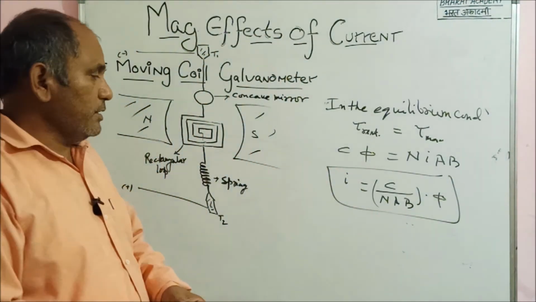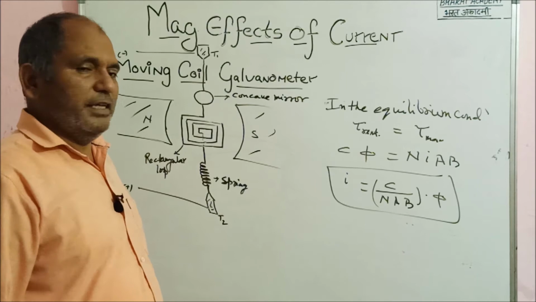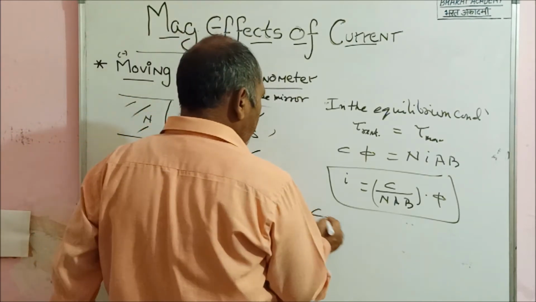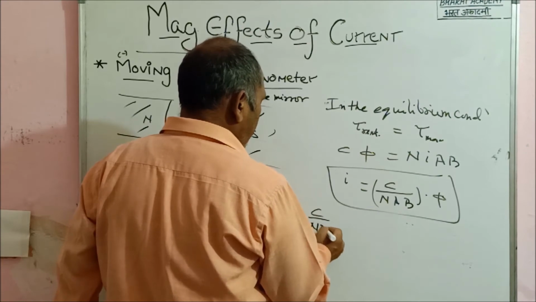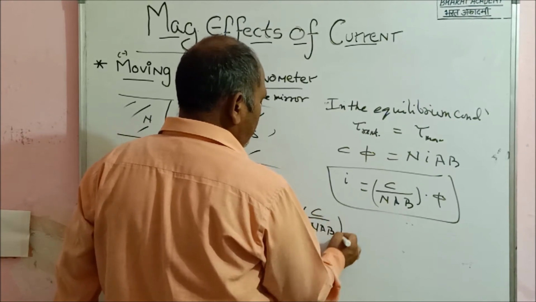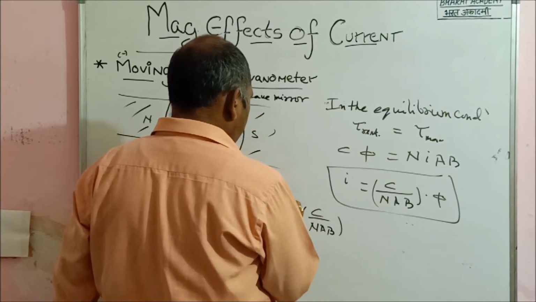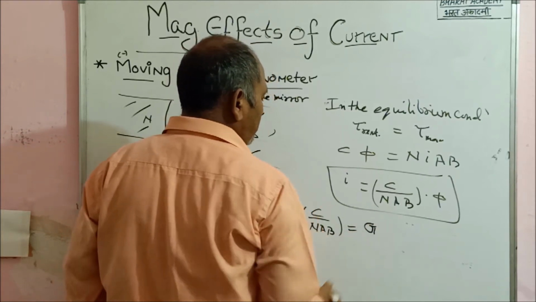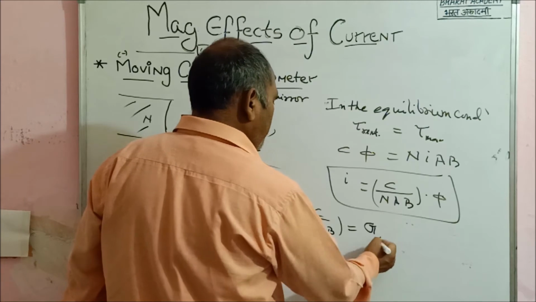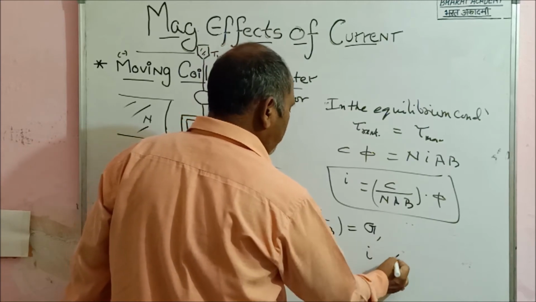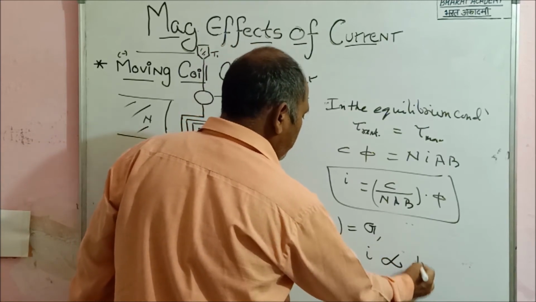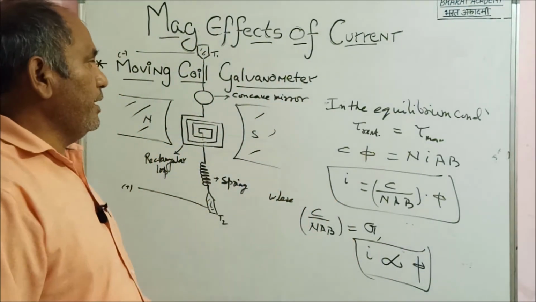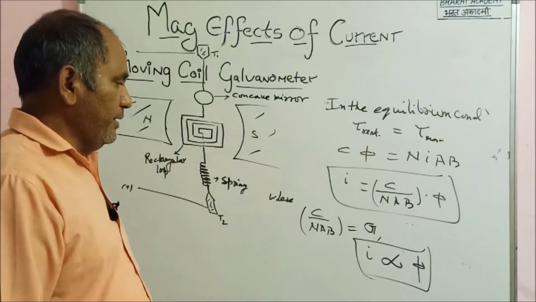C is the torque constant, N is the number of turns, A is the area of the loop, B is the magnetic field. This C upon NAB is a constant, G we call it. So if so, then what we got? I becomes directly proportional to φ. That's how we can calculate the current, or we can detect the current, right?